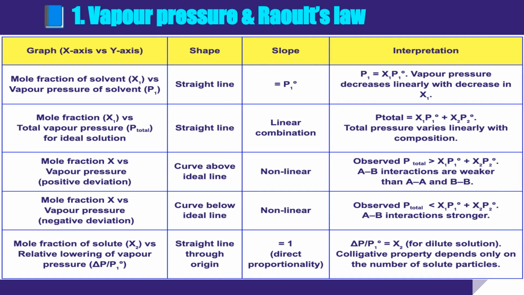Pay attention to how mole fraction relates to vapor pressure, the shape of the resulting graph, and its interpretation, including deviations from ideal behavior. Raoult's law gives linear graphs for ideal solutions.